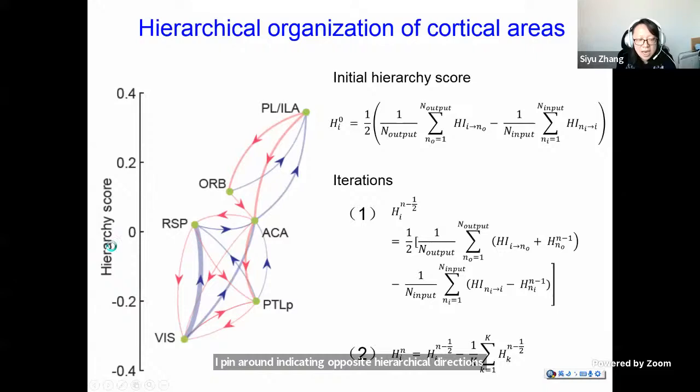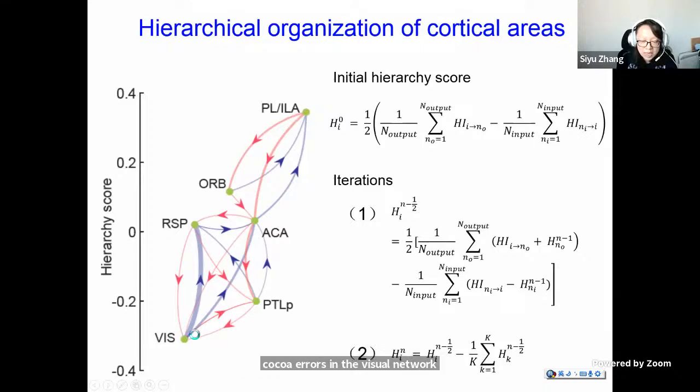We then computed the hierarchical score of each cortical area based on the CC connections. We adapted the algorithms in Allen Institute's 2019 Nature paper. In short, the initial hierarchy score for each cortical area was defined as the average difference between the HI values of its outputs and inputs. The score of each area was then iterated on the basis of the current hierarchy scores of its targets and sources to further refine the hierarchy. In this way, we obtained the hierarchical organization of cortical areas in the visual network.